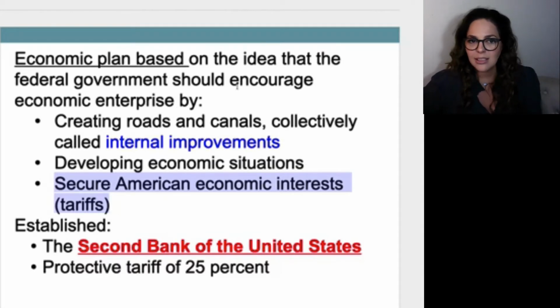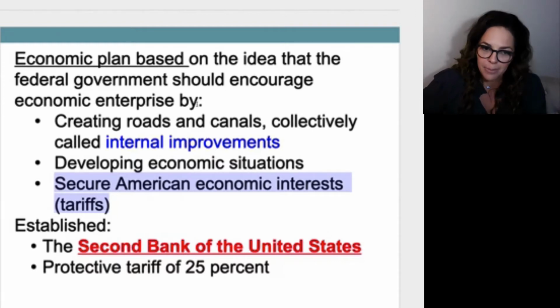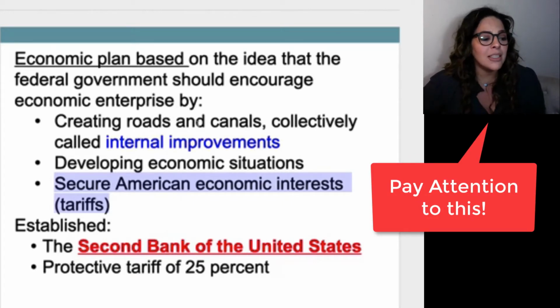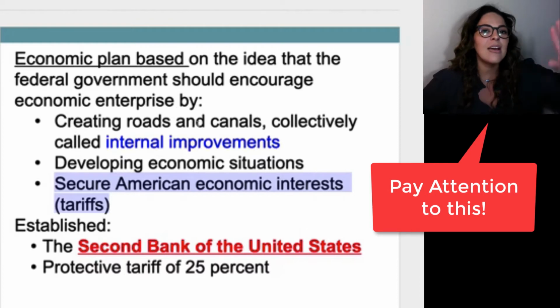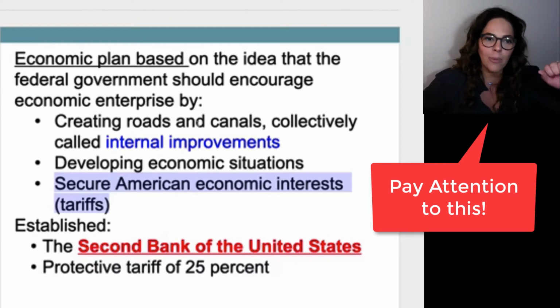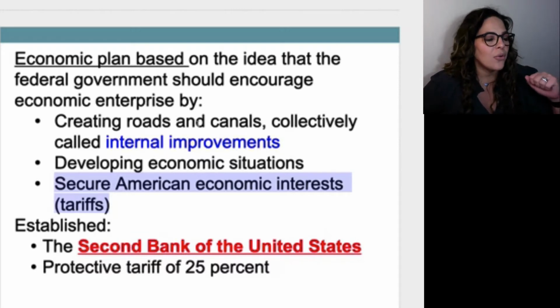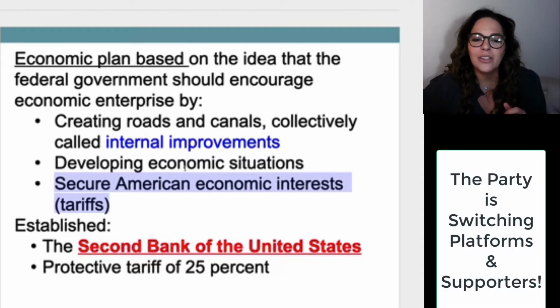And all of this, this economic plan, is based on the idea that the government should make this happen. Now, the ironic thing about this is that we're still talking about the Democratic Republicans, the same party. But these are not the same Democratic Republicans from Jefferson's era. They are still the same party, but remember that they used to talk about how they want small government, small spending. We're moving away from that during this time period.